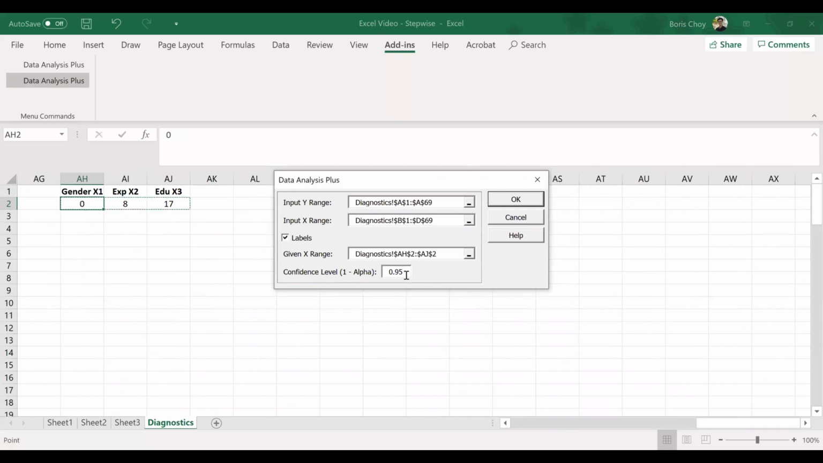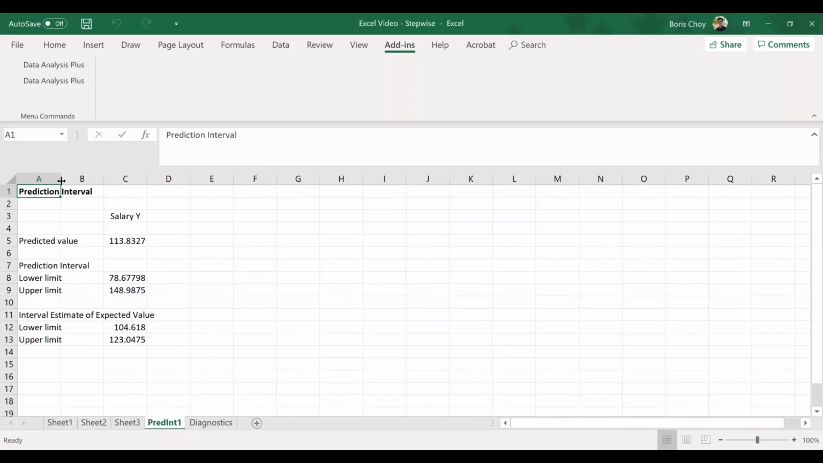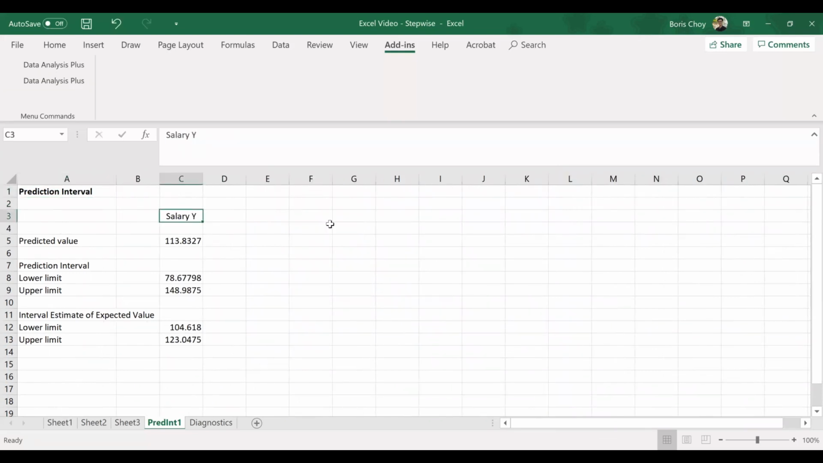Now we would like to have the 95% confidence interval. Now, this y value is estimated to be 113.83. The 95% prediction interval for this particular employee in this application is from 78.68 to 148.99.